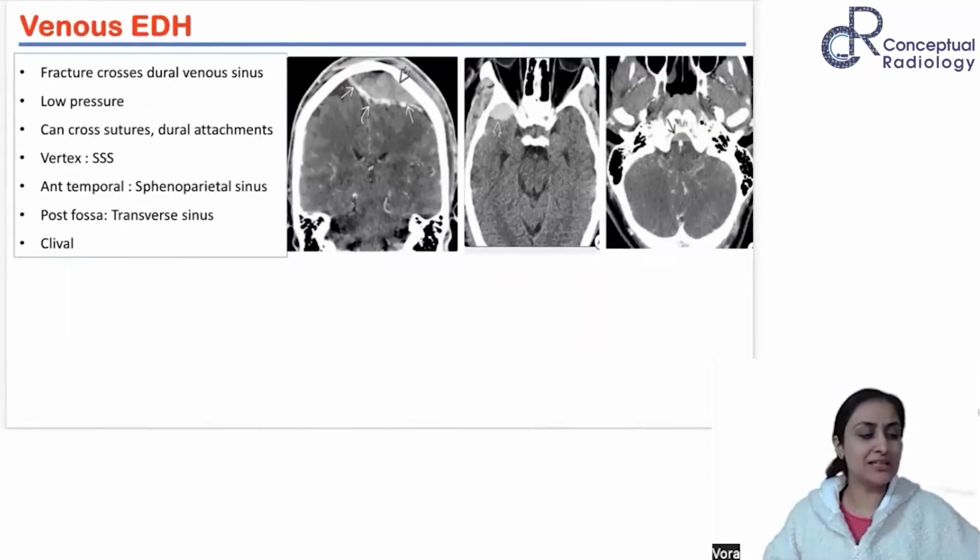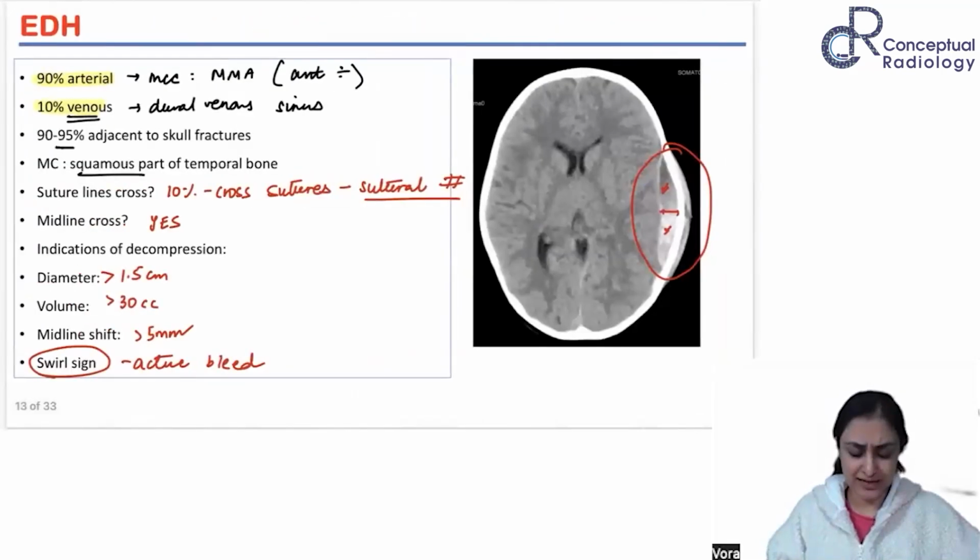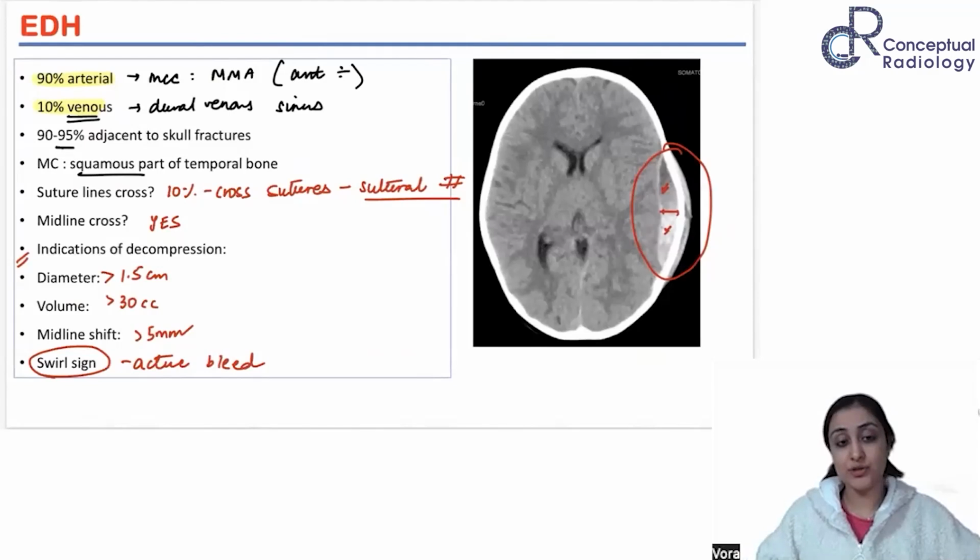Yes, GCS and all clinically, definitely we will talk about that. But as a radiologist, what you will see, this is what we will be reporting. GCS, the neurosurgeon knows, so you don't have to tell them. So this is what we want to remember.